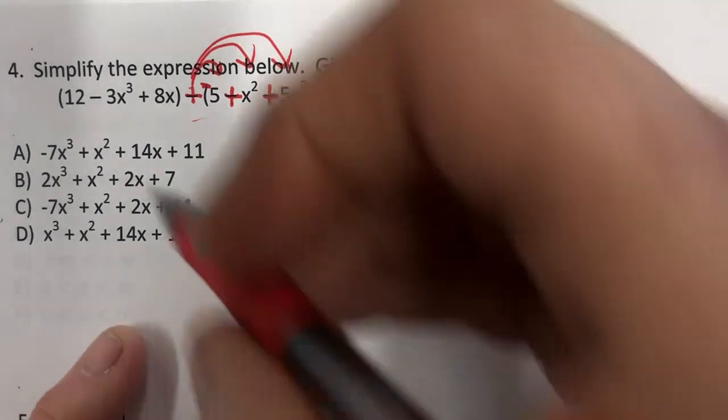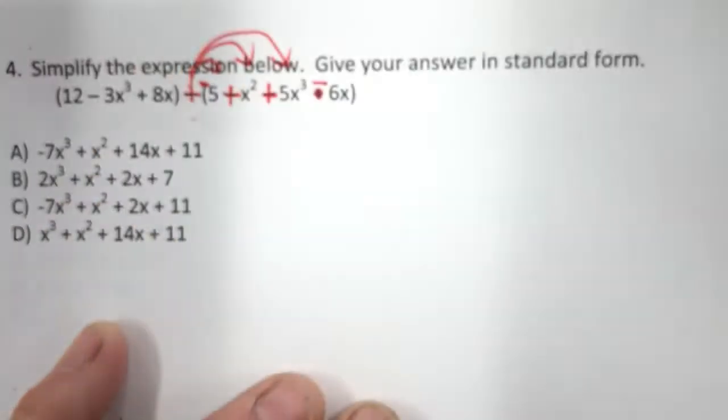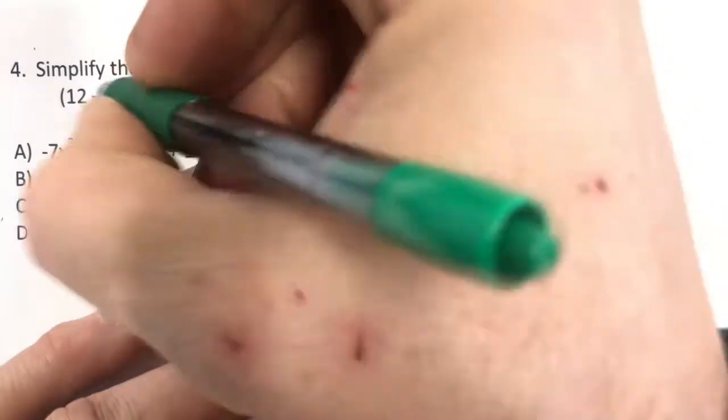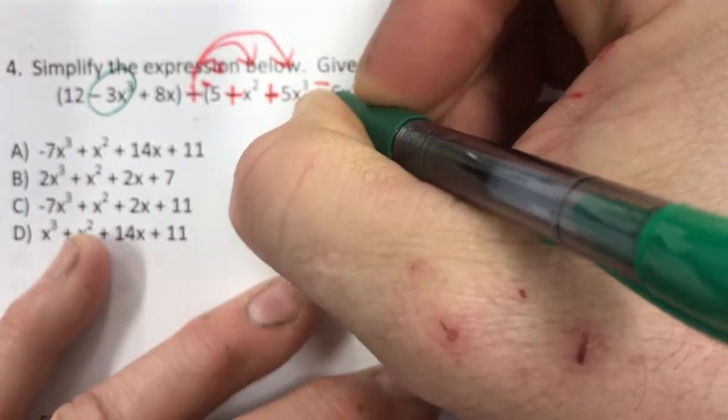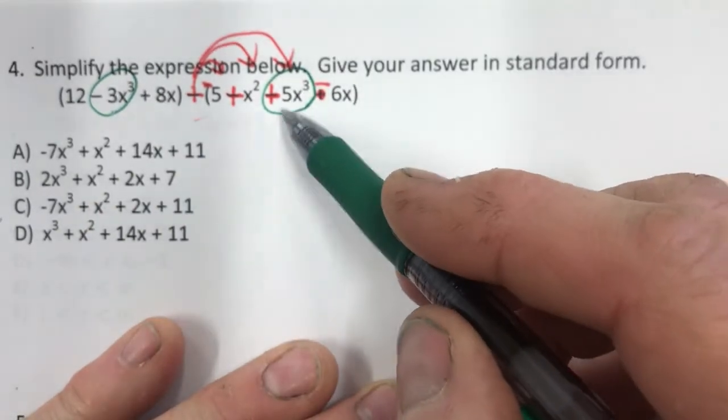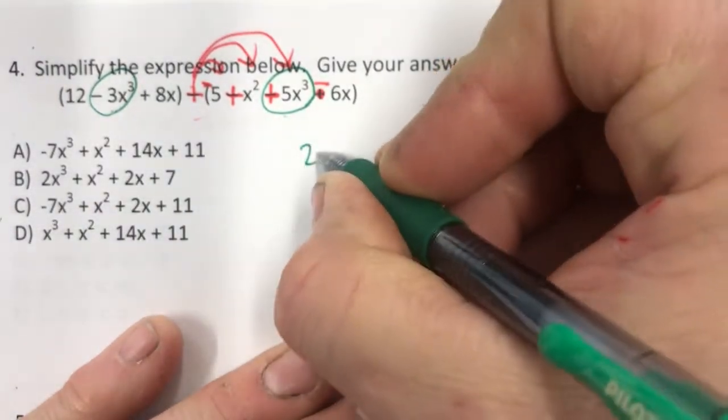So starting with my highest power, I've got right here, x to the 3 and x to the 3. Those go together. So negative 3 plus a positive 5 is a positive 2x to the 3.